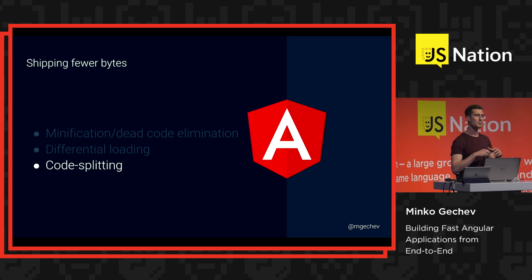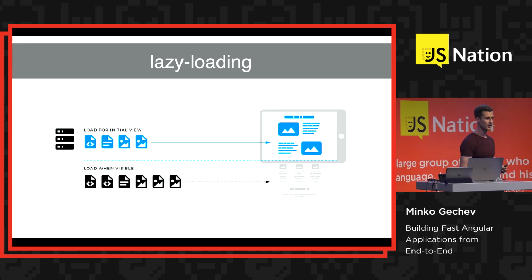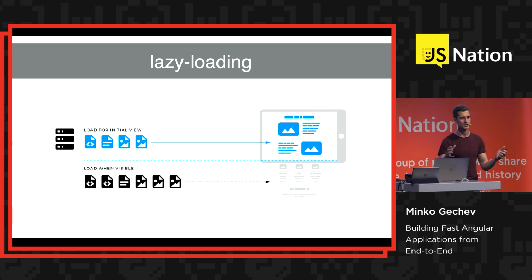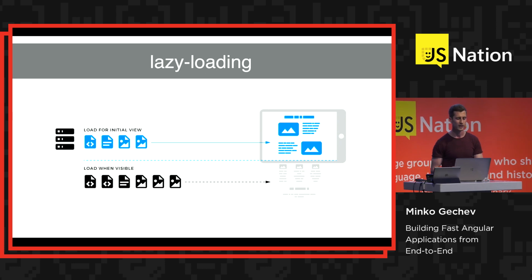Code splitting is basically a more specific technique of a larger set of practices called lazy loading. With lazy loading, we can just load assets when they're needed. Medium is a great example. We have a bunch of images there. When the user starts scrolling, when the images get into the viewport, the browser sends a request and downloads them.